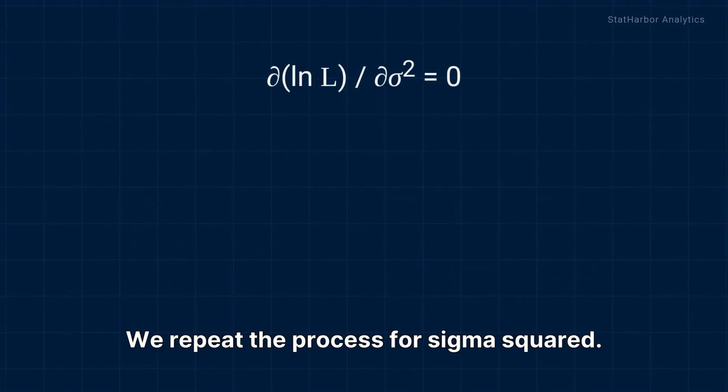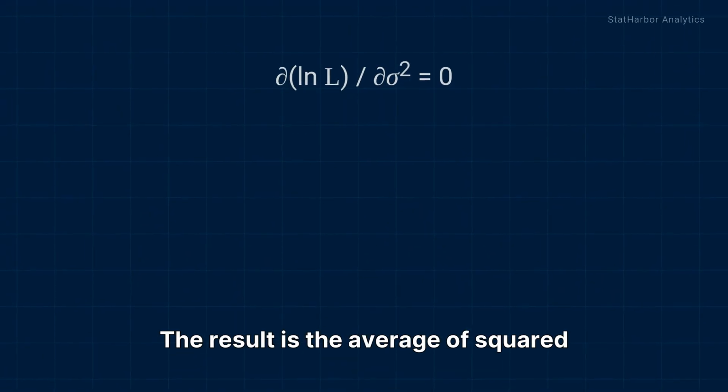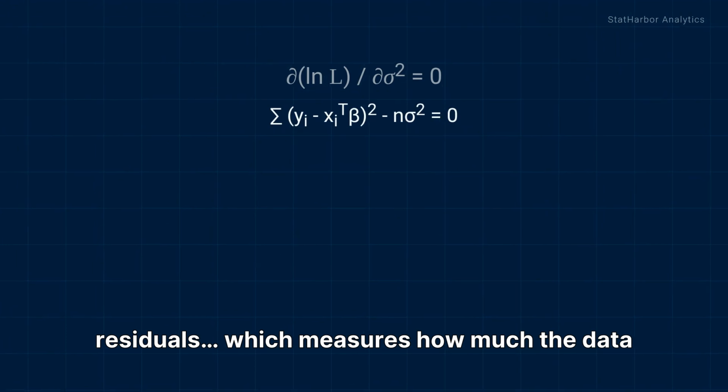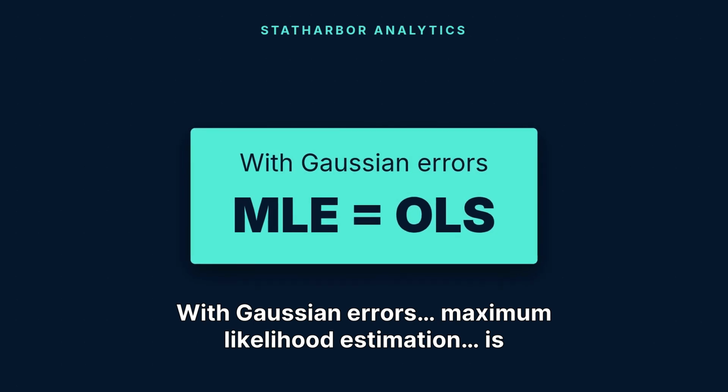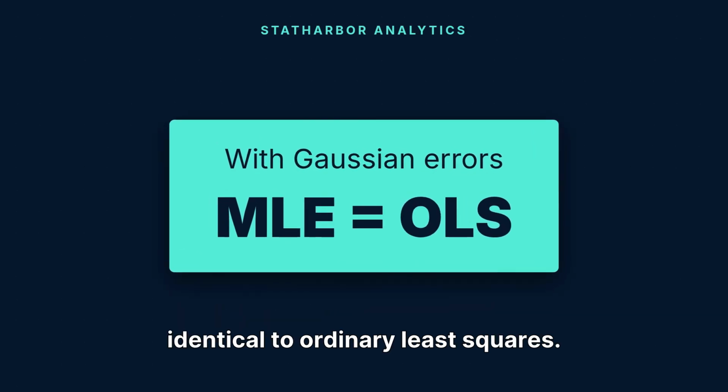We repeat the process for sigma squared. The result is the average of squared residuals, which measures how much the data deviates from the fitted line. With Gaussian errors, maximum likelihood estimation is identical to ordinary least squares.